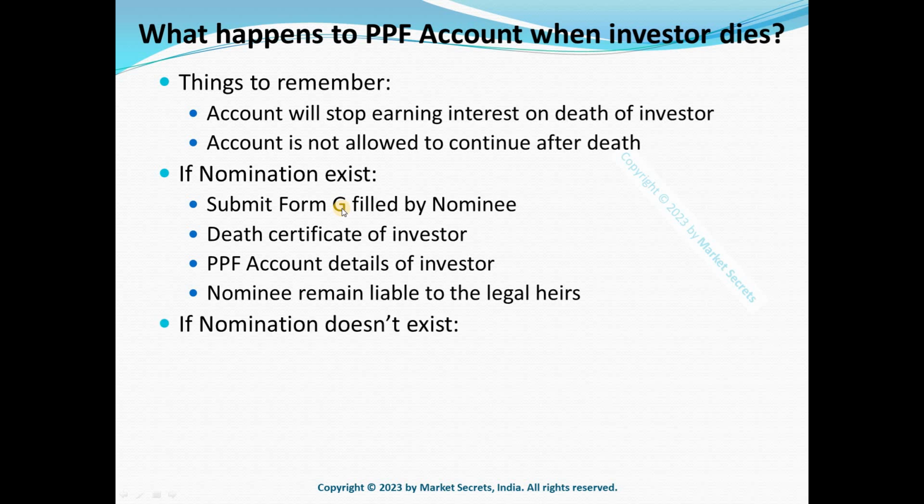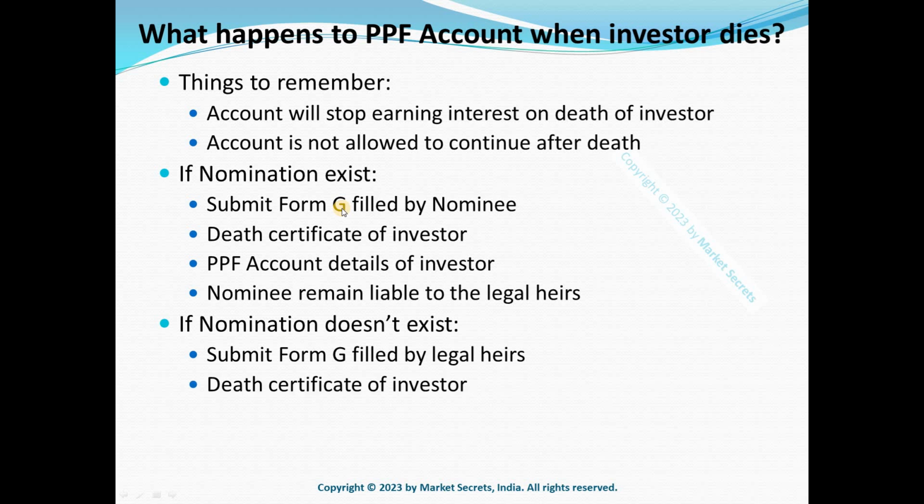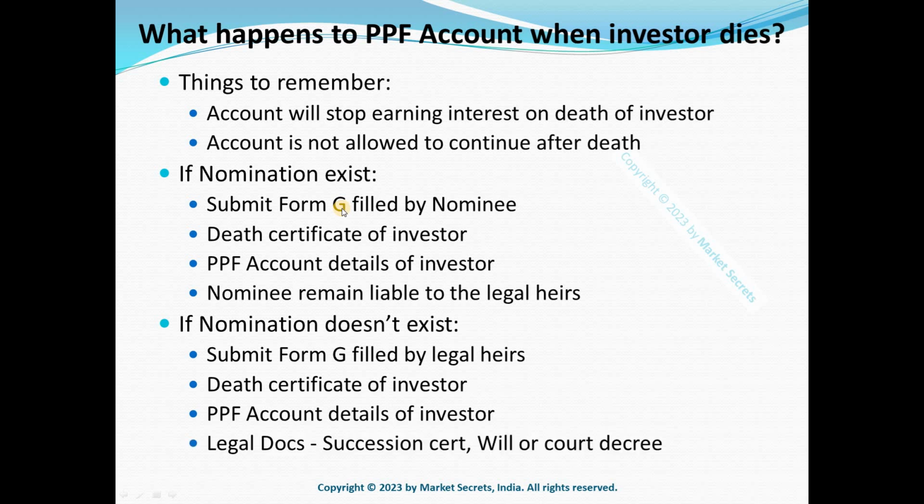In case there is no nomination for the PPF account, Form G should be filled by the legal heirs of the original investor, and they need to submit the death certificate of the investor along with the PPF account details of the investor. And in addition to that, they need to submit a legal document, which is either a will, a succession certificate or a court decree, to prove that they are really the legal heirs. So if these documents are submitted, the bank can transfer the PPF account to the legal heirs. So this is how you need to claim the PPF account if the original investor dies.